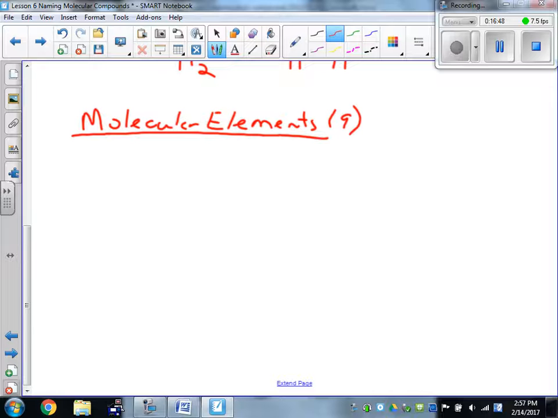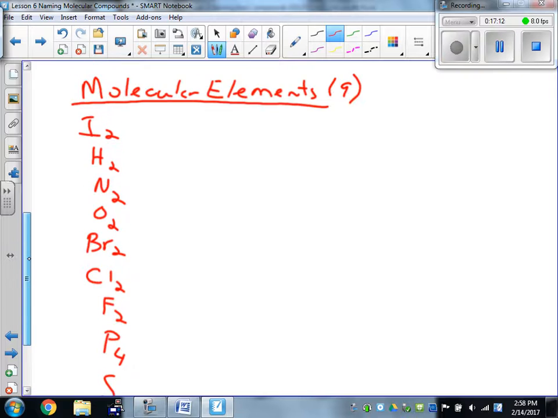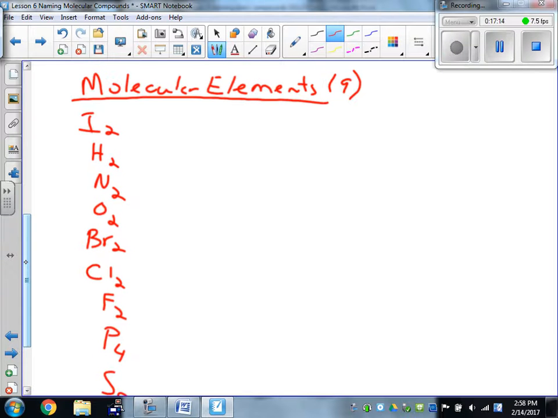There are 9 that I usually consider to be the molecular elements that we want to focus on. And how I remember them is this: I2, H2, N2, O2, Br2, okay? So those are the molecular elements there.